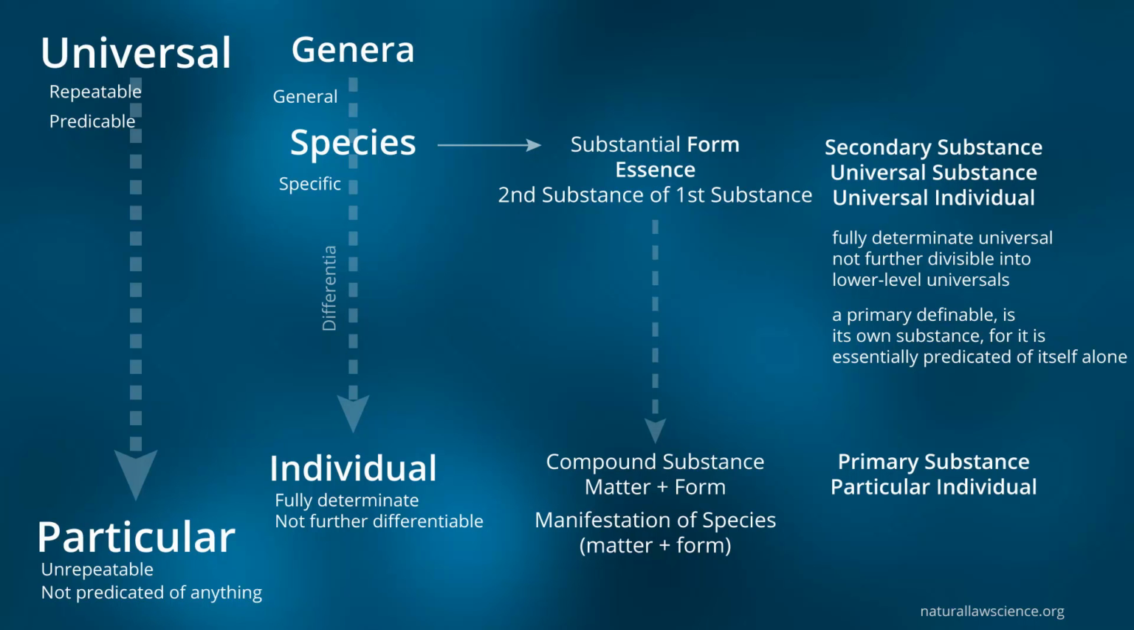So that's why it's a universal individual within the category of universals, as opposed to the compound substance, which is a particular individual member of the species universal. That's the primary substance, the particular individual. That's the bottom part. And that is my presentation.